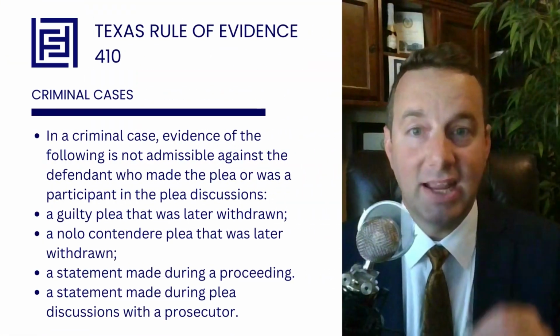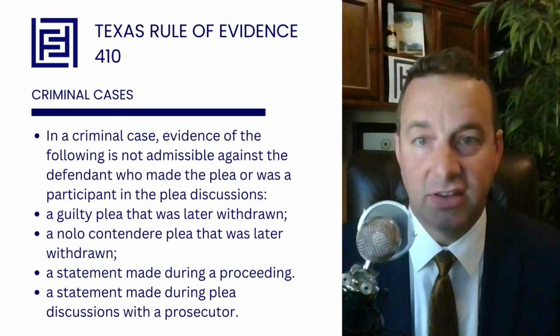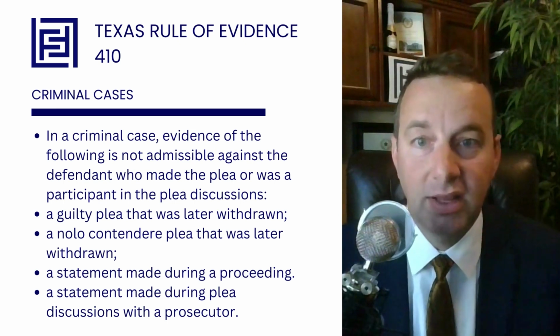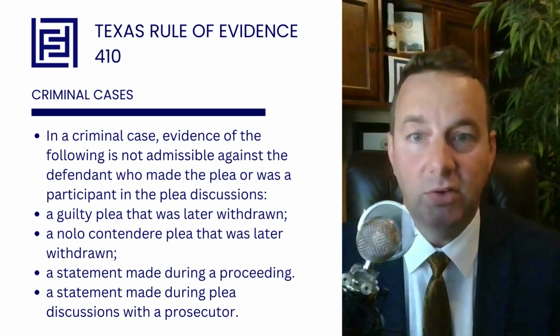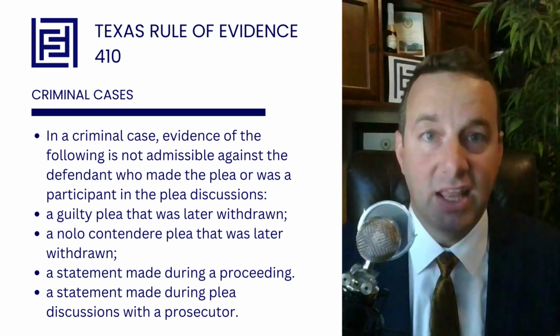All right, and the second part of the rule discusses criminal cases. In a criminal case, evidence of the following is not admissible against the defendant who made the plea or was a participant in the guilty plea discussions. So it's pretty much the same list, right?